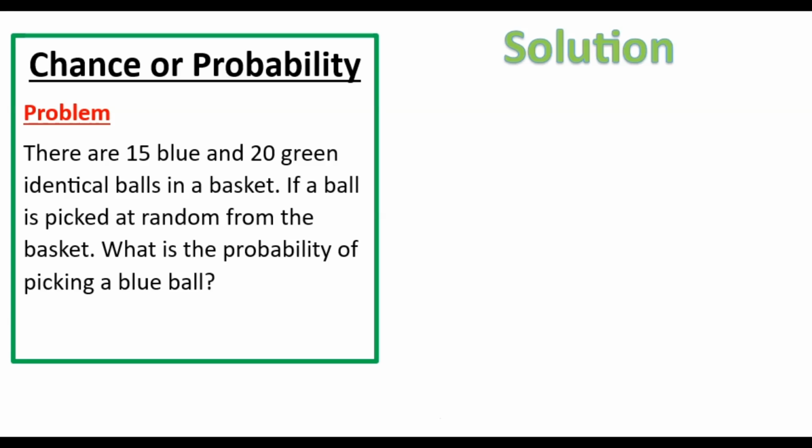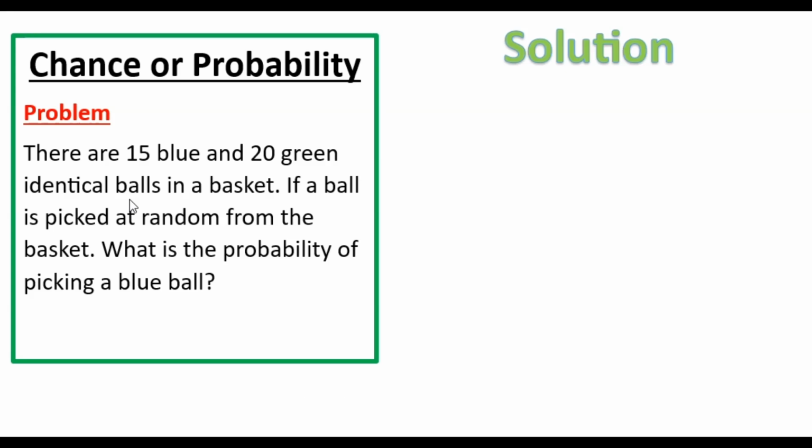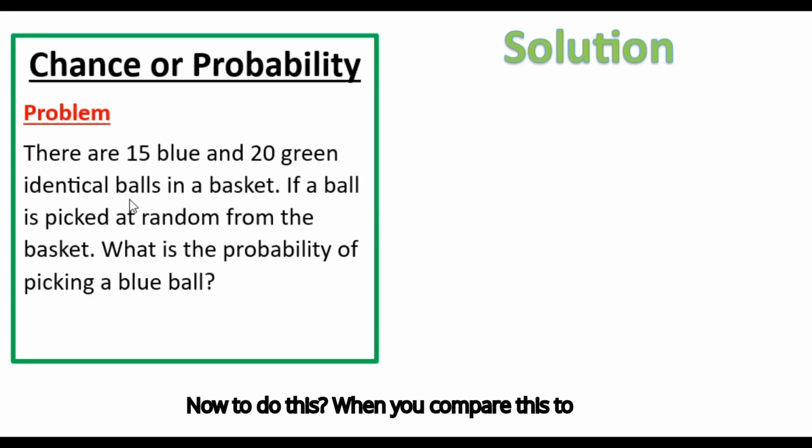The problem says there are 15 blue and 20 green identical balls in a basket. And if a ball is picked at random from the basket, what is the probability of picking a ball which is blue, or a blue ball? Now, to do this, compare this to the earlier scenario or example I gave. You see that the total number of balls are not the same. Therefore, your chances are not going to be the same.